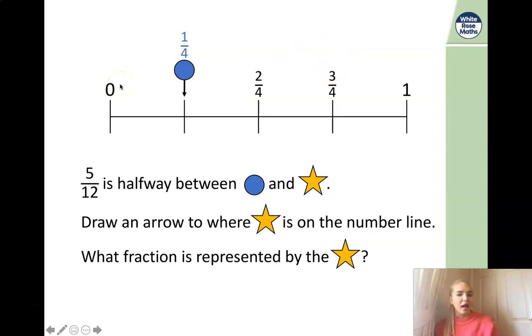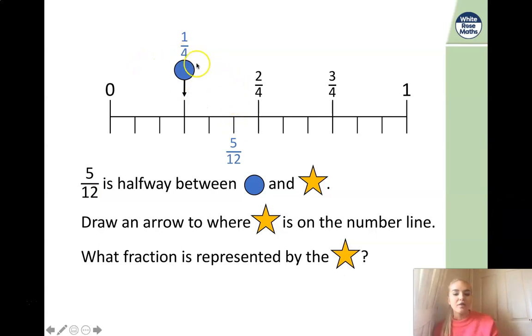Now, if I have 4 parts and I need to split my number line into 12 parts, how many parts am I going to split each part into? That's right, I'm going to split each part into 3. So now I have made 12 parts. And I can work out where 5/12 is by counting 1, 2, 3, 4, 5/12 is there. So I know that's halfway between the circle and the star.